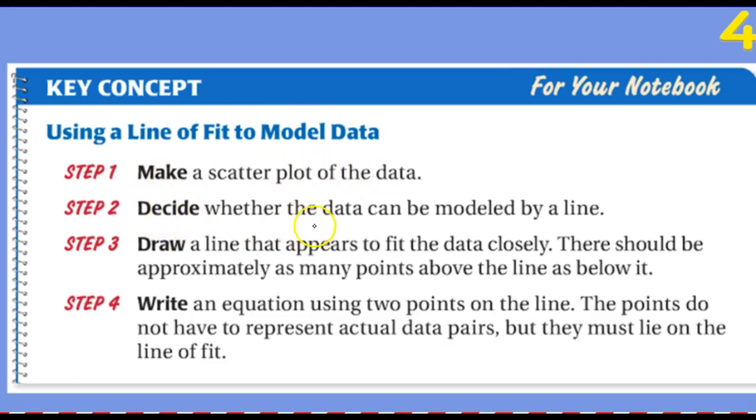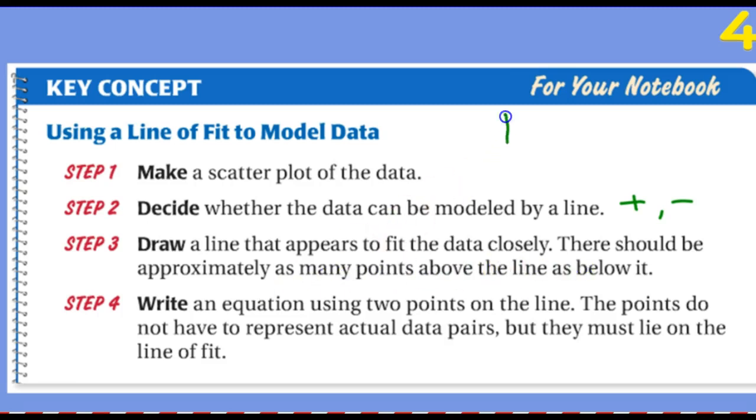Step 2, decide whether the data can be modeled by a line, so if it's positive or negative. Then draw a line that appears to closely fit the data. There should be approximately as many points above the line as below it.